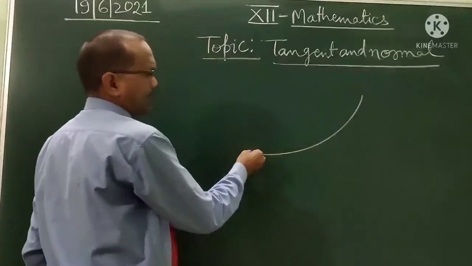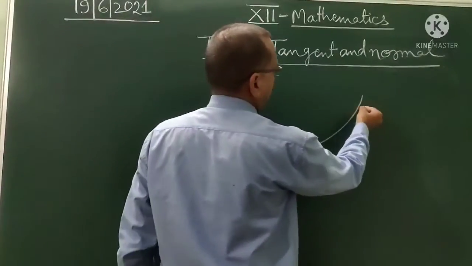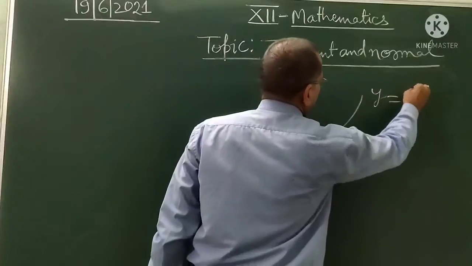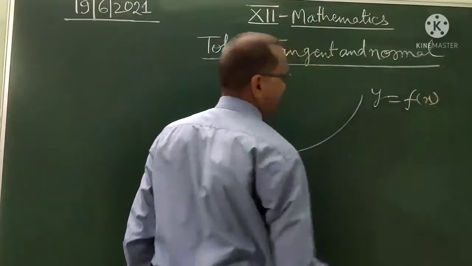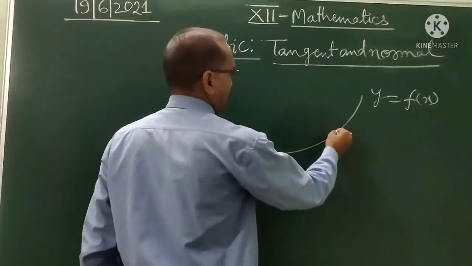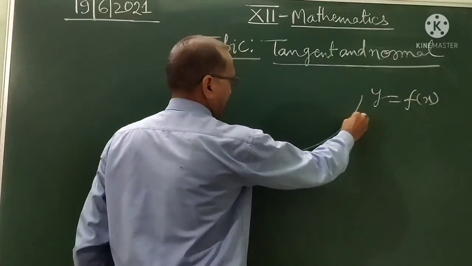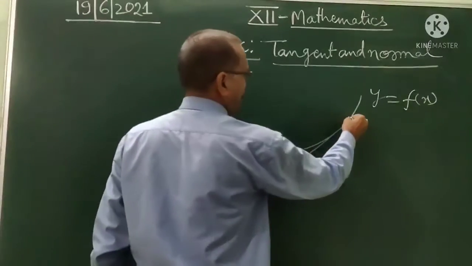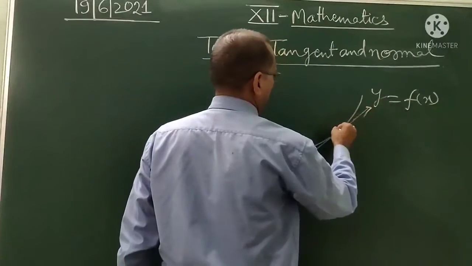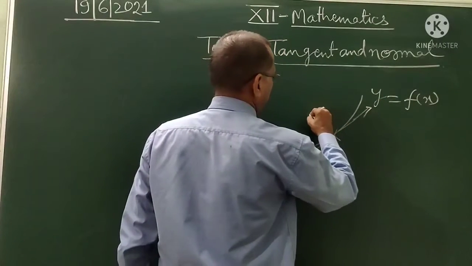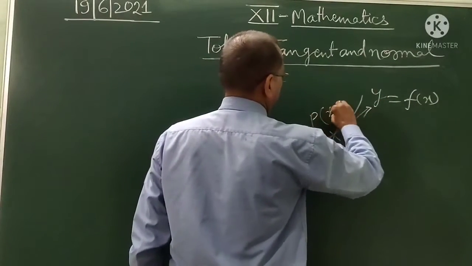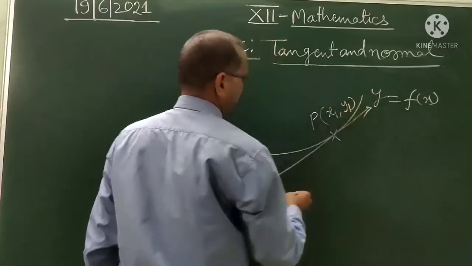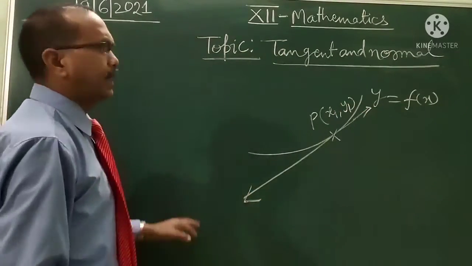Dear student, let there be a curve y equal to f(x). If we draw a line that touches the curve at the point of contact P with coordinates (x1, y1), then this line is said to be a tangent.